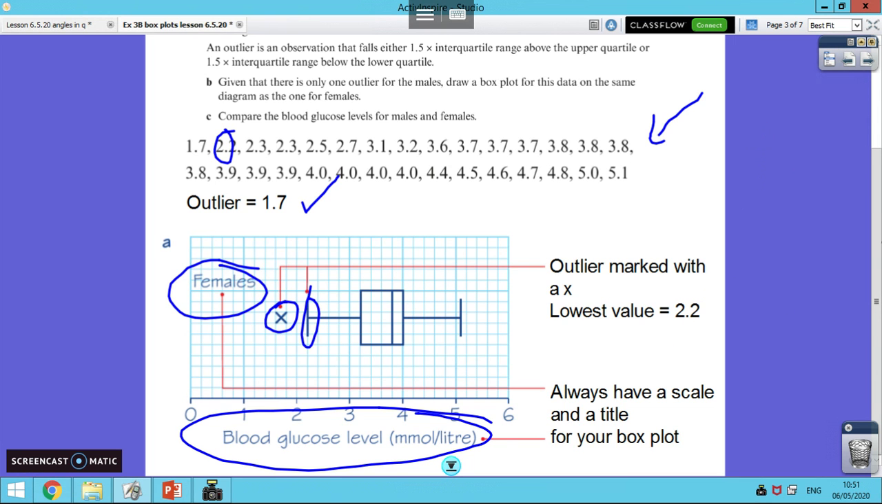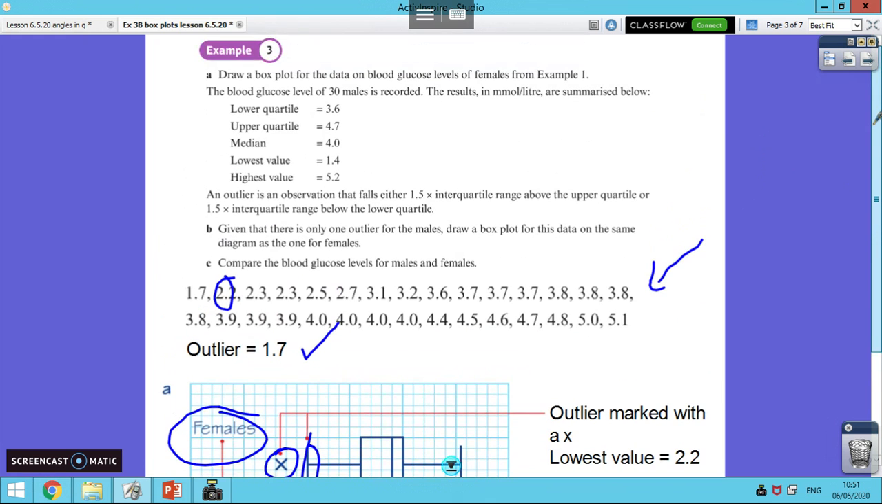Now, part B, if I scroll up again, gives you data for 30 males for their blood glucose levels. So you've got the lower quartile, upper quartile, median, lowest value and highest value. And then it also tells you how to calculate any outliers. So that's what we're going to do for the second part.